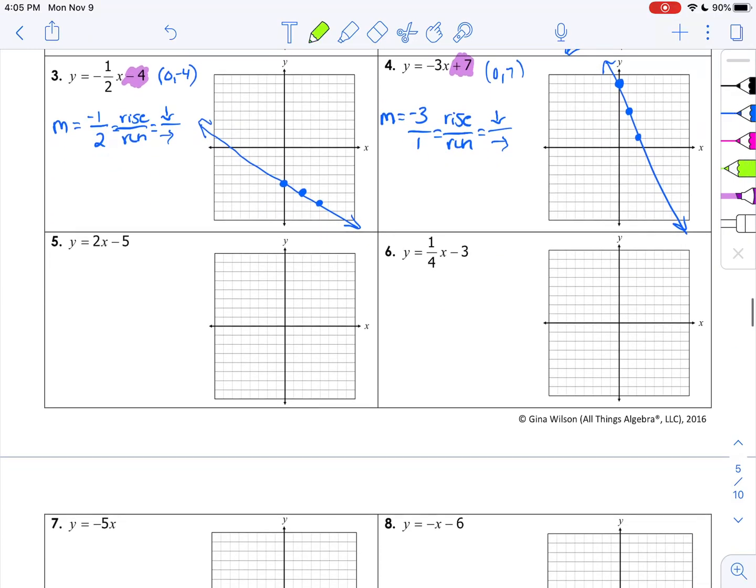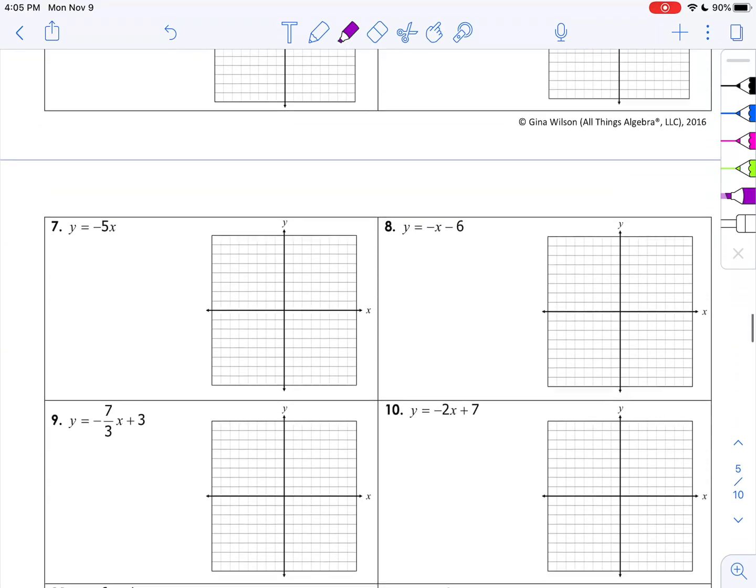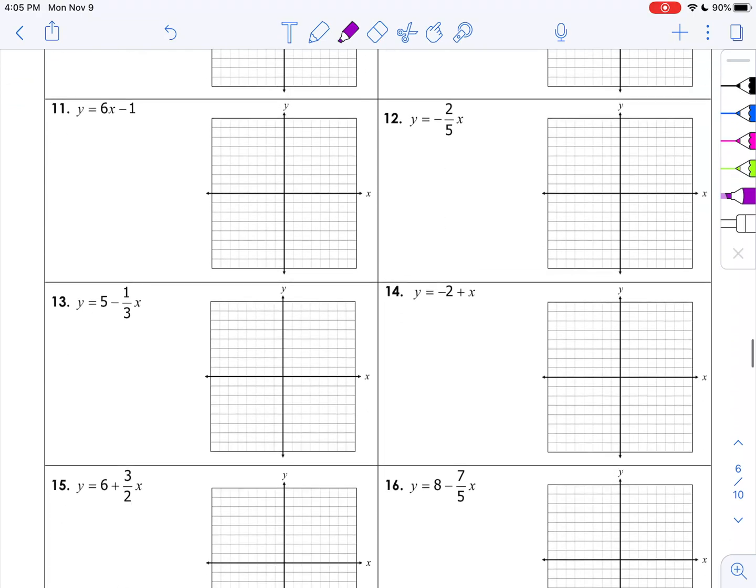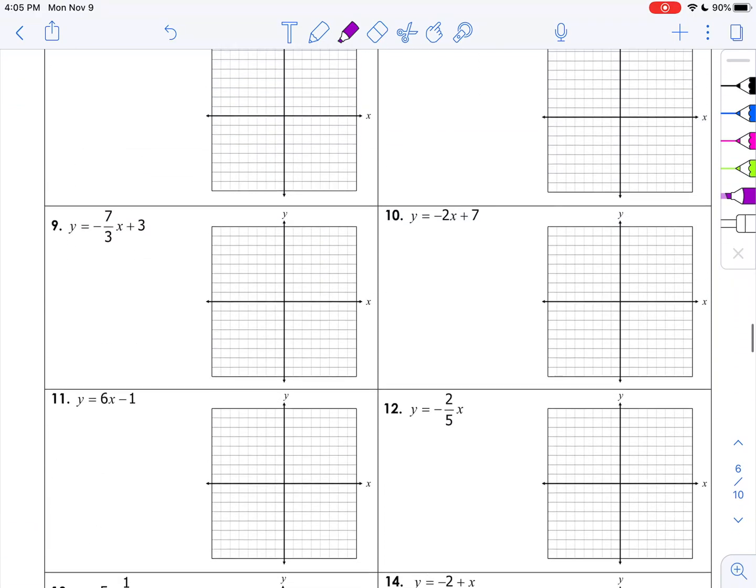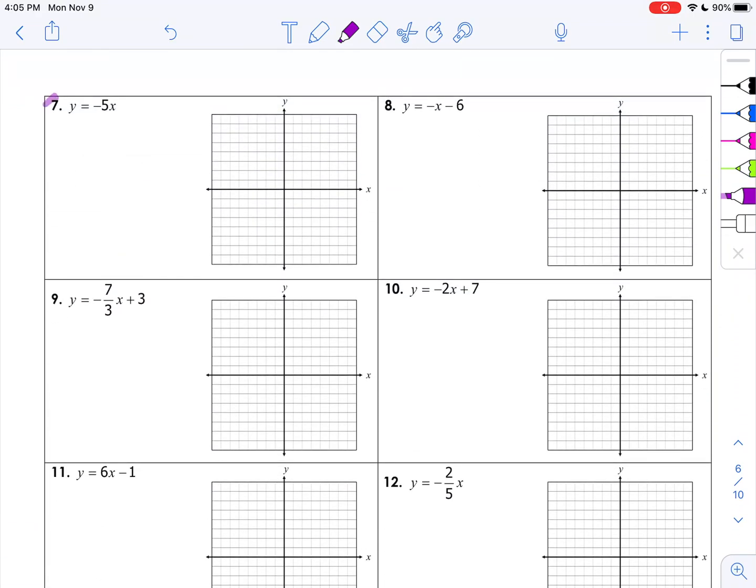Go ahead and highlight number 5 and 6 on this page. And then highlight 7 through 16 on the next page.